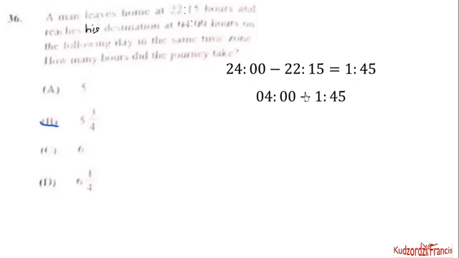So this is also a popular question that we have solved several times. We subtract 22:15 from 24 to get 1 hour 45 minutes. Then we add it to the 4 hours for the next day. That will give us 5 hours 45 minutes. This is the same as 5 hours 45 over 60 hours, and it will give us 5 whole number 3 over 4 hours. So the correct answer is option B, 5 3/4.